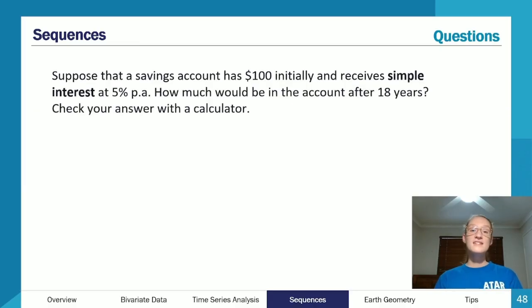Okay, suppose that a savings account has $100 initially and receives simple interest at 5% per annum. How much would be in the account after 18 years? And then we can check our answer with our calculator.